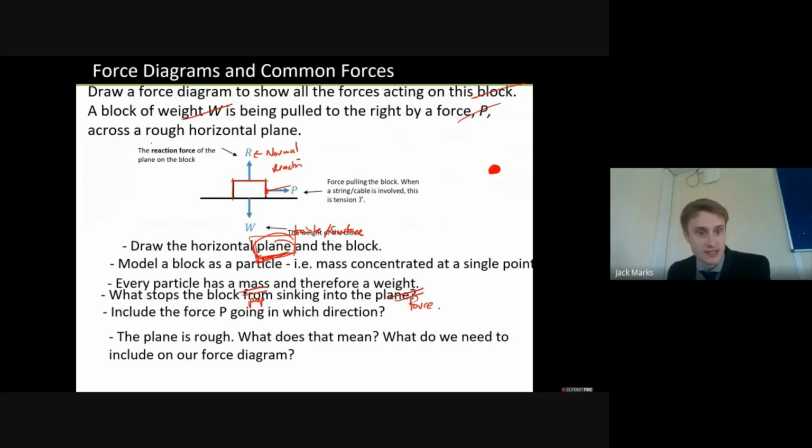Well, we haven't used this information yet as well. A rough horizontal plane. So if you have a rough surface, what's that really mean? Well, it means that it doesn't want to move. It means that there is friction. Okay. So if something is rough, we have friction. Okay. And where does friction want the thing to move? Is it helping the thing move to the right? No, it's fighting against it. So friction is going the other way.